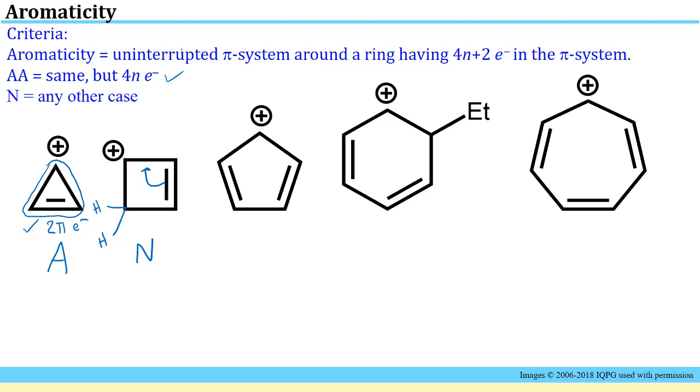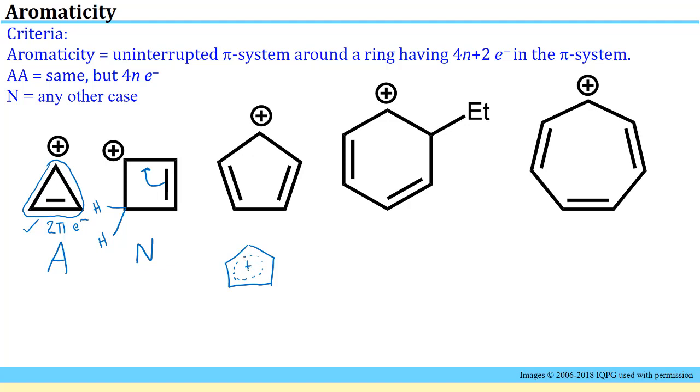In our third case, we have the potential to draw a resonance contributor where we move this pi bond like this, or we could move the pi bond like this. And we can move the pi bonds then around the whole ring, and if you were to draw the resonance hybrid after figuring out all of the resonance contributors, you would have a structure like this where there's a plus charge delocalized around the whole ring.